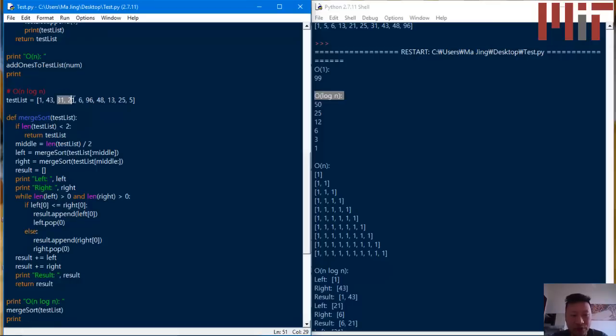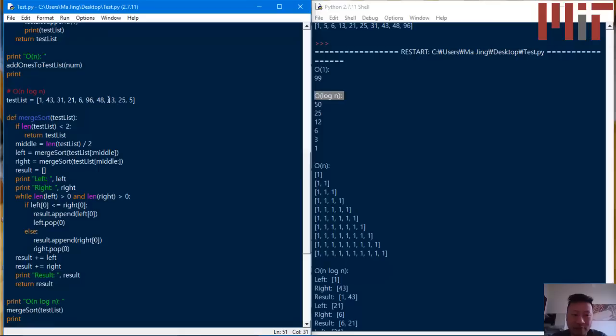Then you're going to compare with 31. You're going to add 31 to the end of that list. Then you're going to compare this list with this list, and you're going to have 1, 6, 31, 31, 43. And then you're going to do the same on the right side. So what that basically means is you're going to compare every element to each other, all single elements, and then append them to a new list in sorted order.